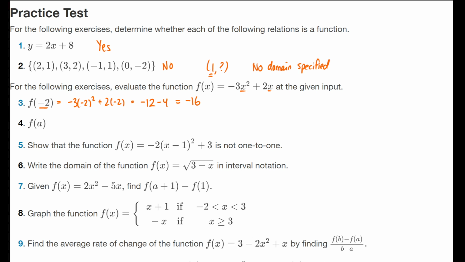For f of a, all we'll do is we're going to put in the value a wherever x is. So we're going to get -3a squared plus 2a.